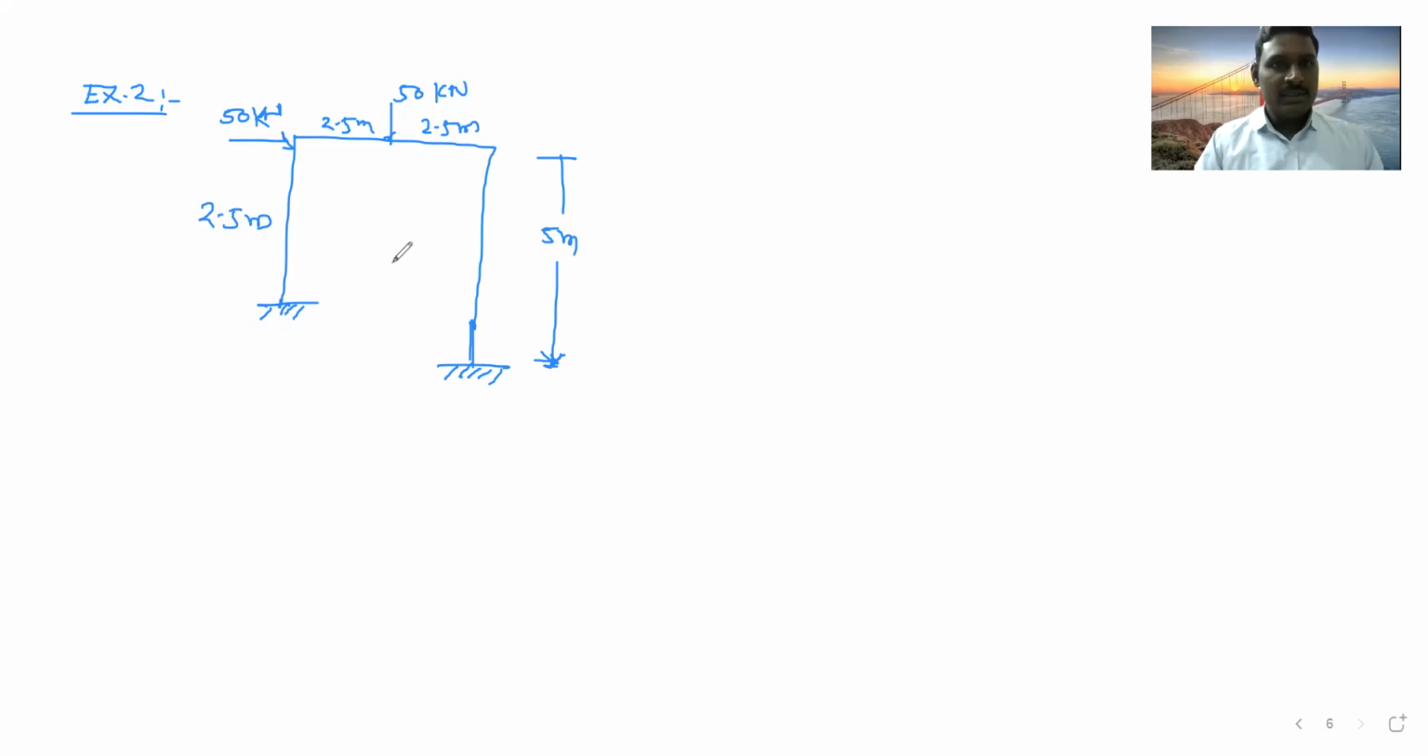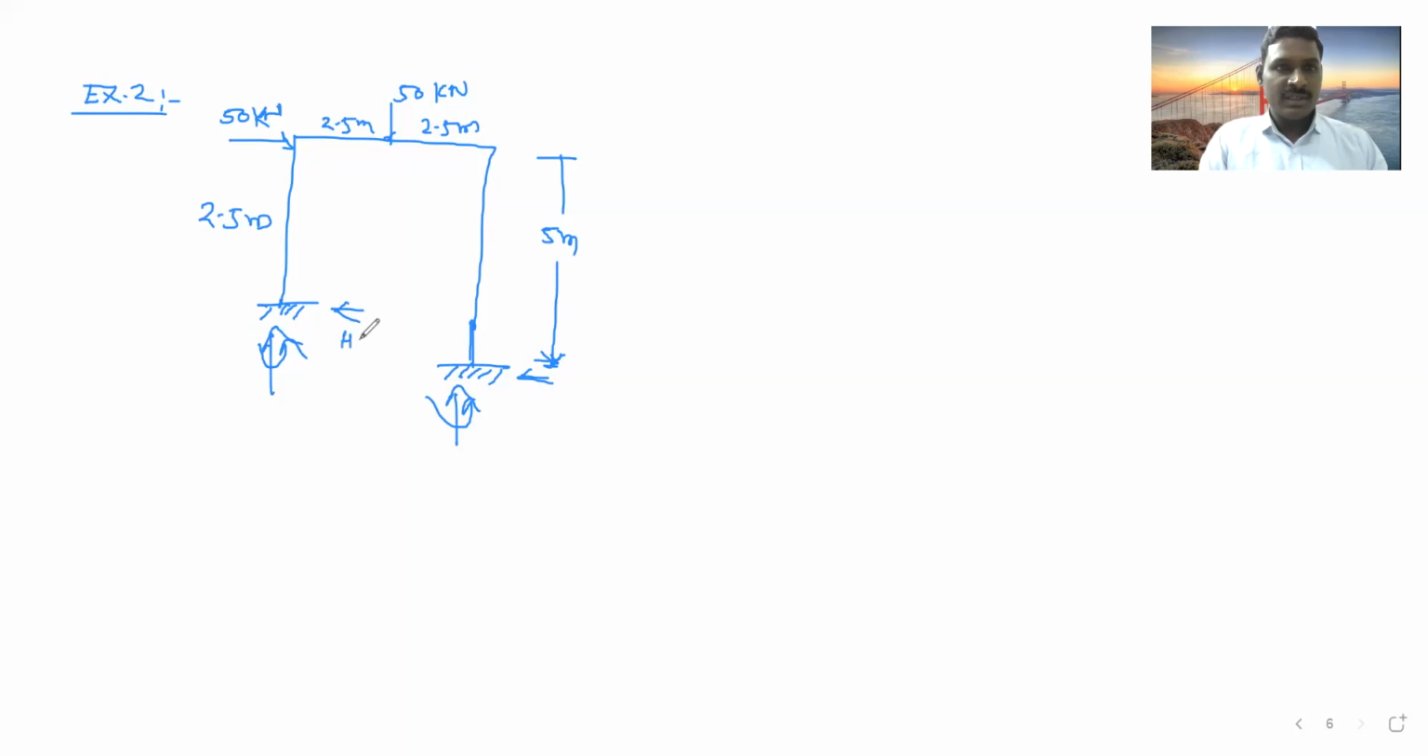Okay, so here what are the changes? Here this support is fixed, so here moment will be generated. That is very important. Other things will be the same, whatever we solved in the first example. Only here the moment will be changed. The number of reactions will increase. The number of reactions will be 3 here, 3 here, so the number of reactions will be 6. 6 minus 3, 3.